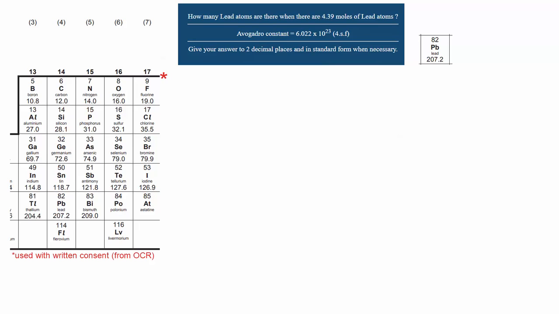So in this case, one of the questions we would have is, do we need to use the periodic table in order to work this out? I mean, they tell us it's lead, they tell us the number of moles of lead, and we're asked to work out the number of atoms. So do we need the periodic table? Is it necessary to work out the answer?